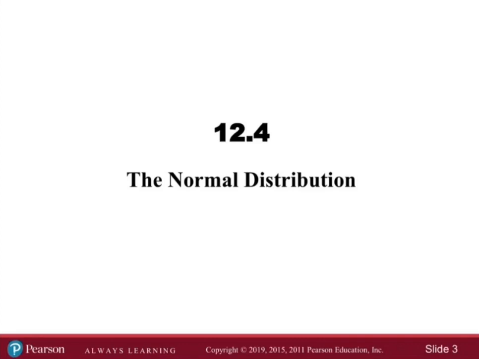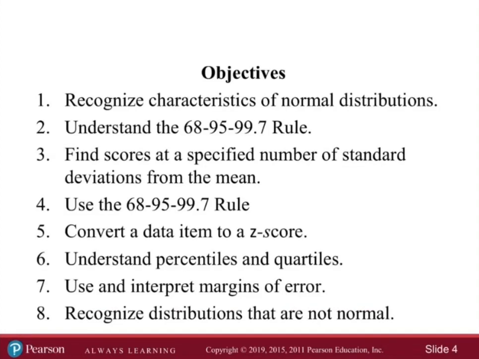All right. So a few objectives here: recognize characteristics of normal distributions; understand the 68, 95, 99.7 rule; find scores of a specified number of standard deviations from the average; use the 68, 95, 99.7 rule; convert a data item to a z-score; understand percentiles and quartiles; use and interpret margins of error; and recognize distributions that are not normal.